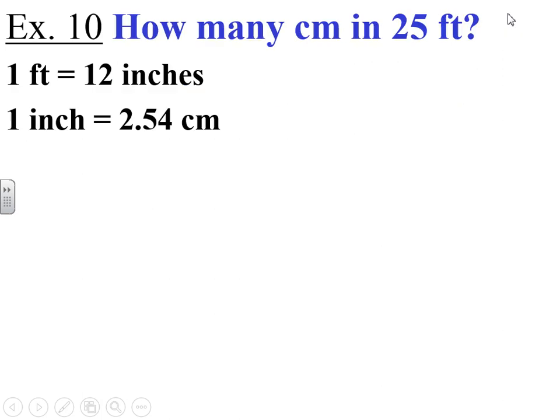Let's do an example that uses 2 conversion factors. This is going to be a little more challenging. This is a 2-step problem. The question says how many centimeters in 25 feet. And I'm given 2 conversion factors: one that takes me from feet to inches, and then another one that takes me from inches to centimeters. So this will be a 2-step problem.